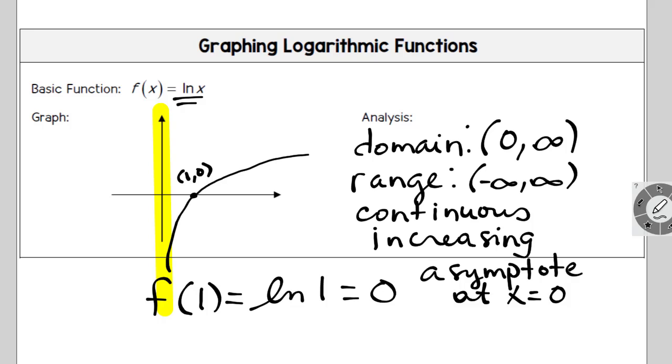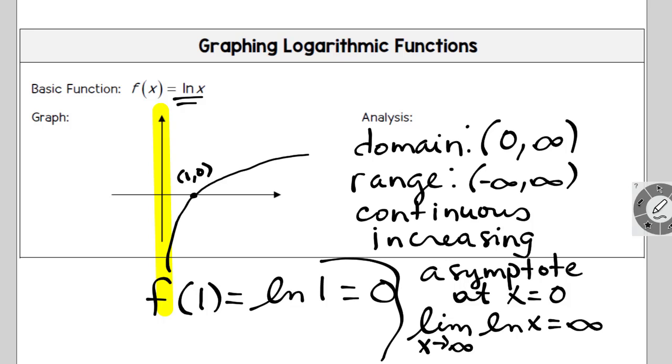Let me write this in case we see it. We could say that the limit as x approaches infinity of natural log of x is infinity. It's going to continue to grow. It's not growing as rapidly as an exponential function does, but it does continue to grow. Eventually it'll get up to a million, it'll get up to a billion. It keeps growing. It's unbounded. Questions about that?